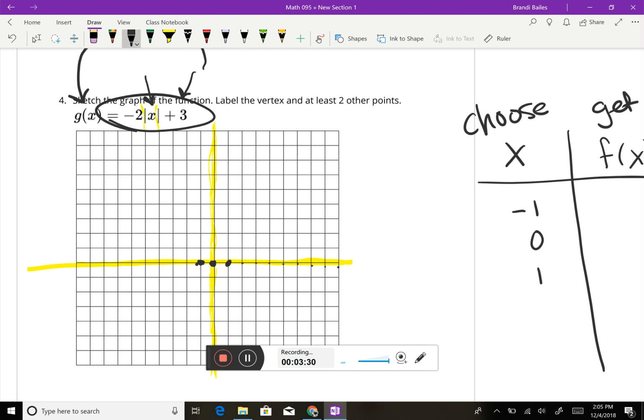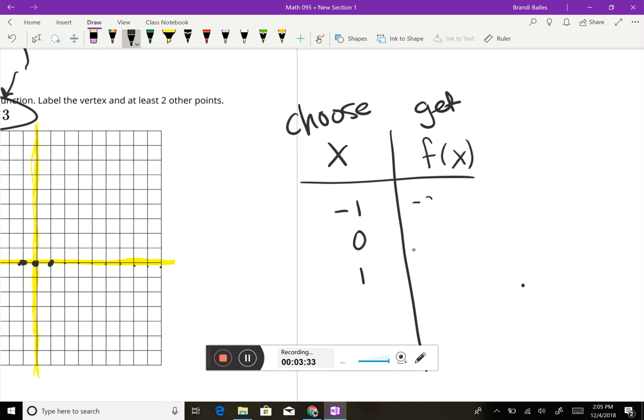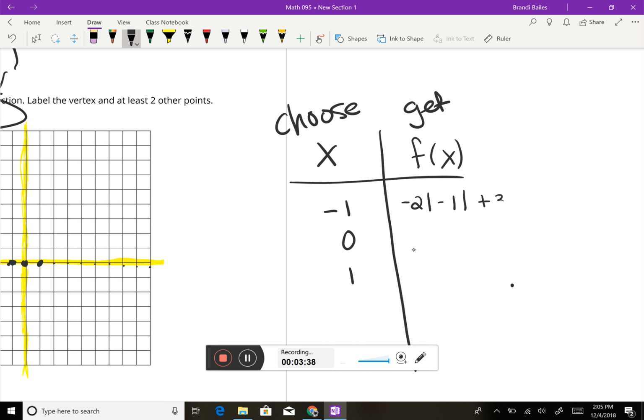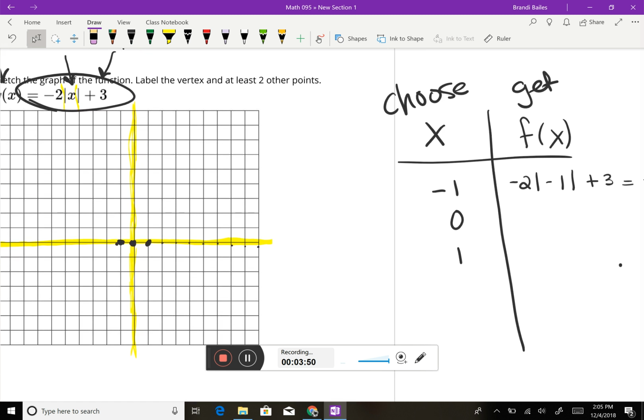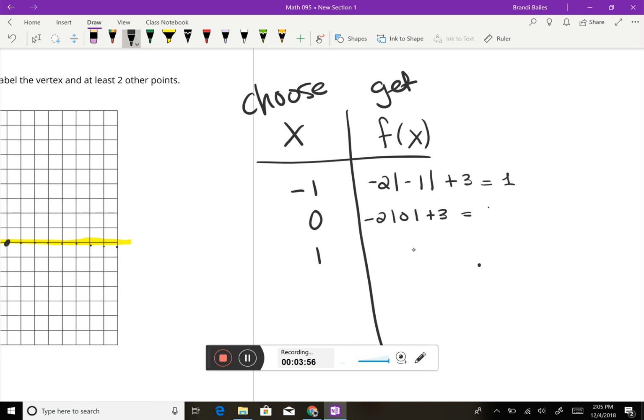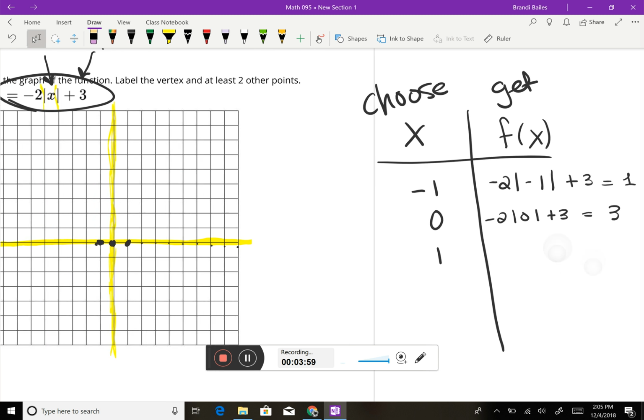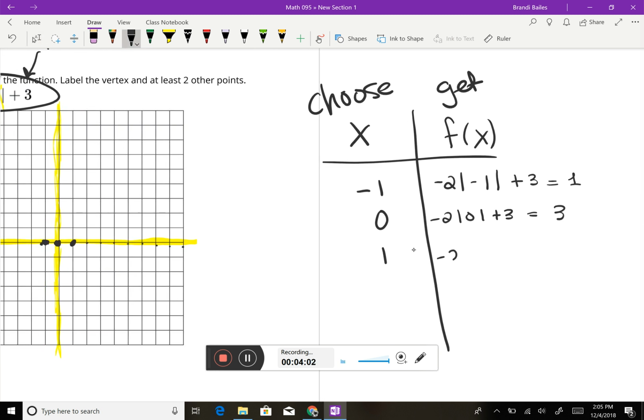So I take my value and I plug it into the function. So -2 times the absolute value of -1, plus 3. The absolute value will make that a positive, so I have -2 plus 3, so I should have a positive 1. Let's see, if I put in 0, I get -2 times the absolute value of 0 plus 3, so that should give me a 3. If I put in 1, since I'm taking the absolute value, I should get the exact same result as I did with -1. The absolute value is just going to make it positive either way, so I would still get -2 plus 3, which is still a positive 1.